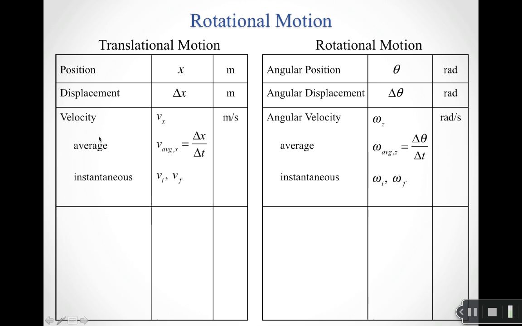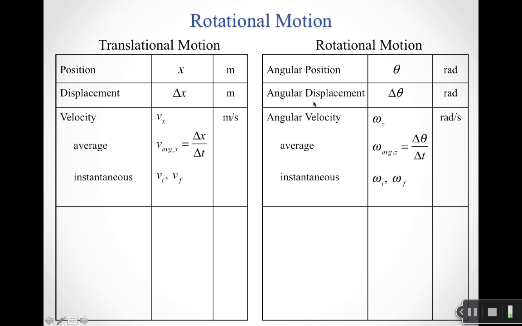If we were interested in how the position changed with respect to time translationally, that was kept track of with the velocity. The velocity vector, one-dimensionally, we were just interested in the x component. It had units of meters per second. We could talk about the average velocity by taking the change in the x position divided by the change in time, so what was the average velocity between two points in time? Or we could talk about the instantaneous velocity, say the initial velocity or the final velocity.